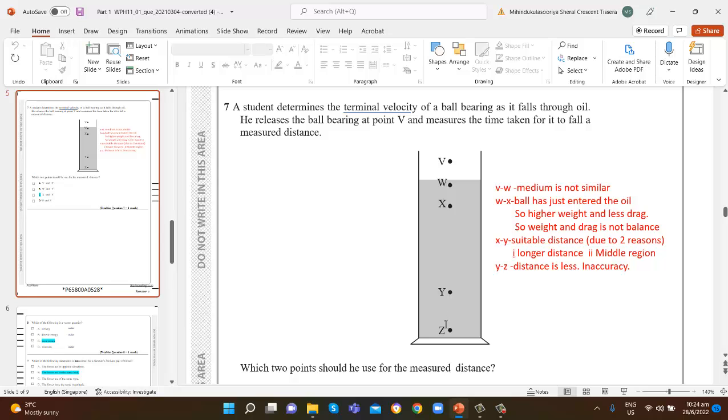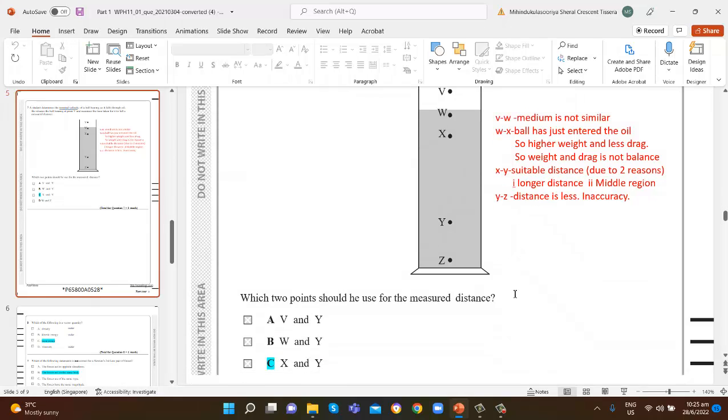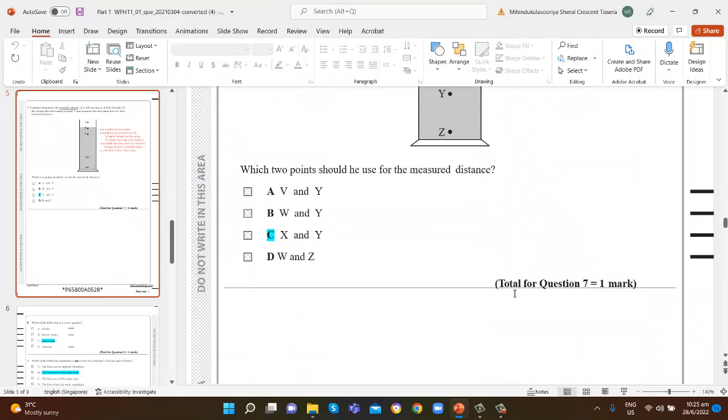No, this distance is less. Also, you get inaccurate data because it is mostly under. So I am not going with it. The most relevant answer is X to Y. I hope you are clear in this. So the answer is C. Okay.